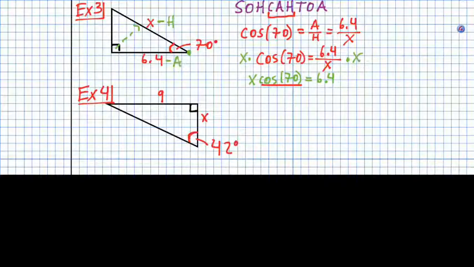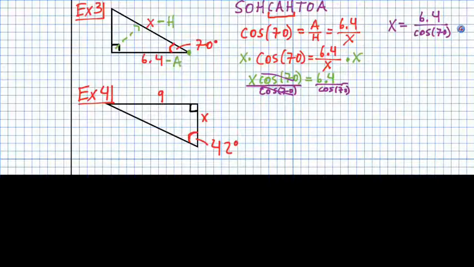So what I want to do to both sides is I actually want to divide both sides by cosine of 70. So my next step is going to be that I'm going to divide both sides by the cosine of 70 degrees. And what I'll see is that the cosine 70, it's just some number, so it'll cancel out here. And you're left with x on this side, so you have x is equal to, and now you have 6.4 divided by the cosine of 70 degrees.